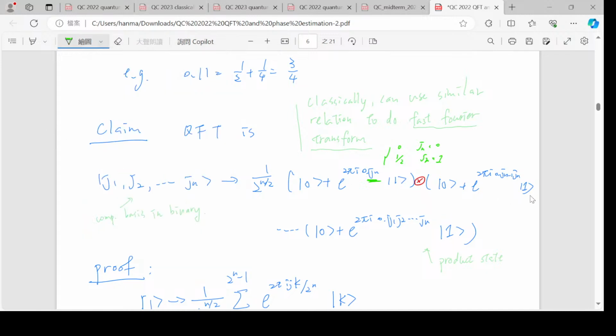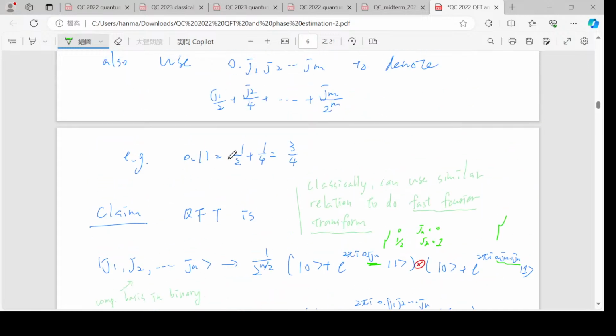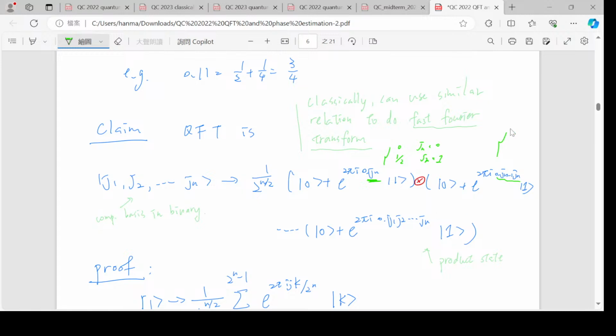It's 0 plus 1 with now a phase of 2 pi times 0.j_{n-1} jn. And once again, this 0.j_{n-1} jn is this notation, it's 0 point something something, and it's a 1 over 4 thing, so it can be 0, 1 over 4, 2 over 4, and 3 over 4, depending on what your j_{n-1} jn is. So 0, 1 over 4, 2 over 4, 3 over 4. And this thing is like 1, i, minus 1, minus i.